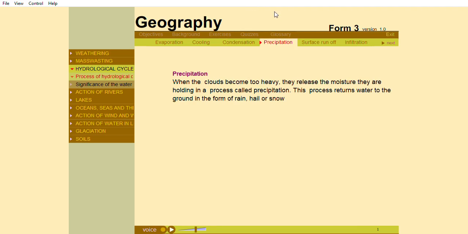Precipitation. When the clouds become too heavy, they release the moisture they are holding in a process called precipitation. This process returns water to the ground in the form of rain, hail, or snow.